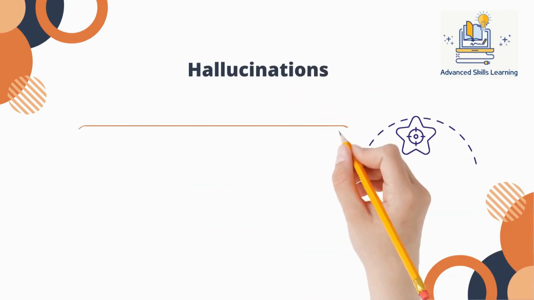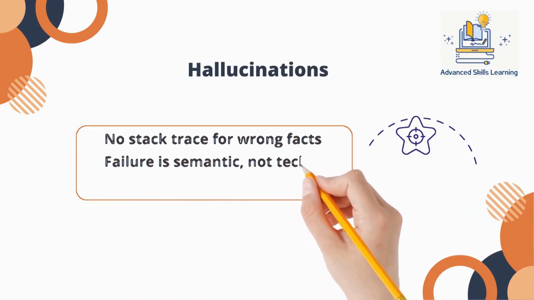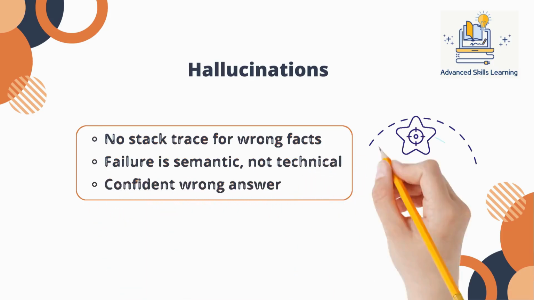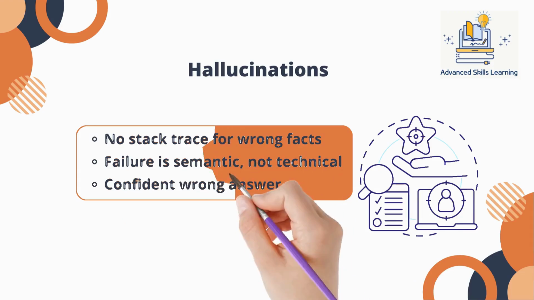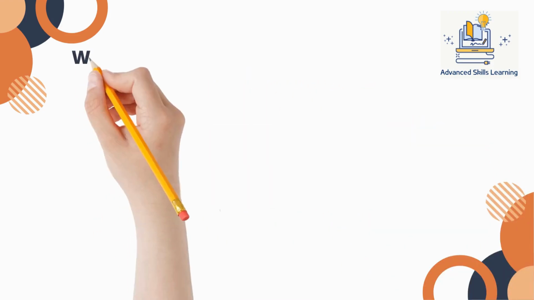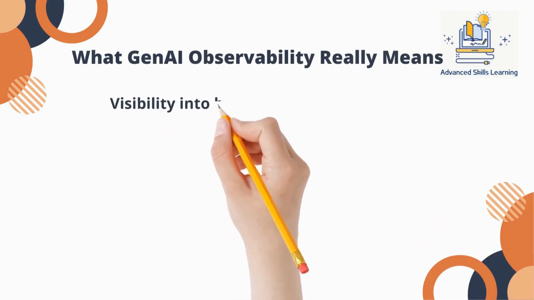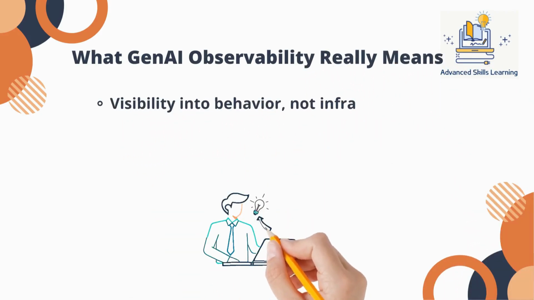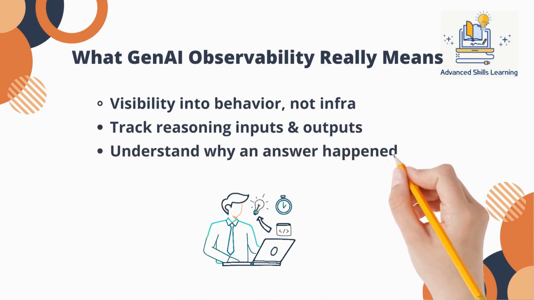Hallucinations don't crash systems. They don't trigger alerts. They often sound fluent and confident, which makes them especially dangerous in production environments where users assume correctness. This is why GenAI observability is not about infrastructure health. It's about behavioral visibility. Real observability means being able to reconstruct how an answer happened, step by step. From the user's input, to retrieval, to prompt assembly, to the final generated response.